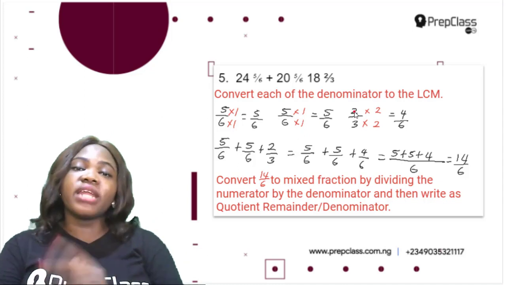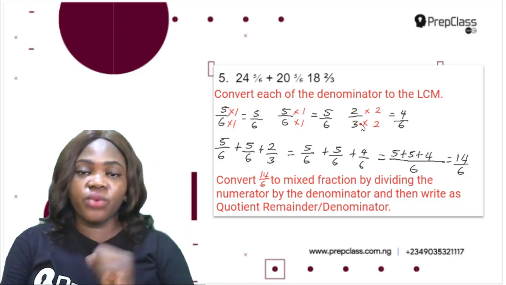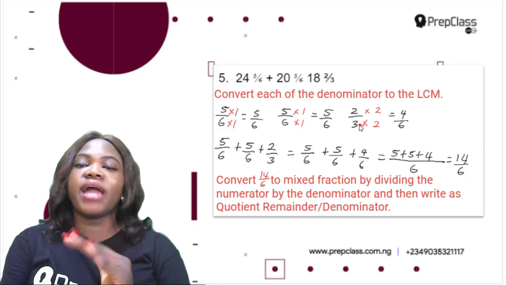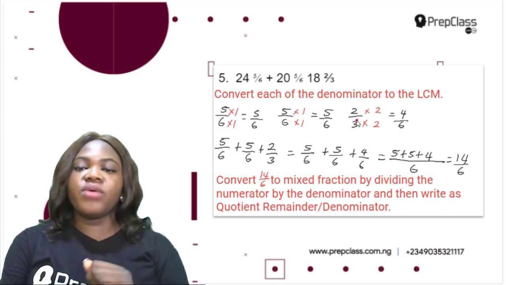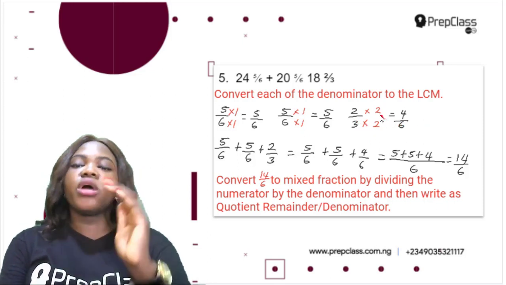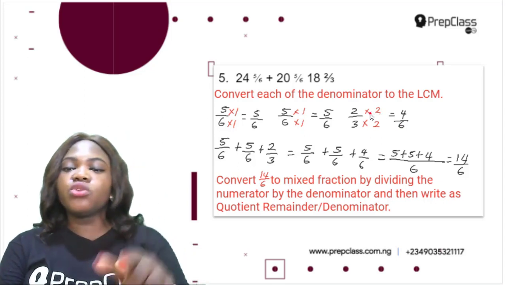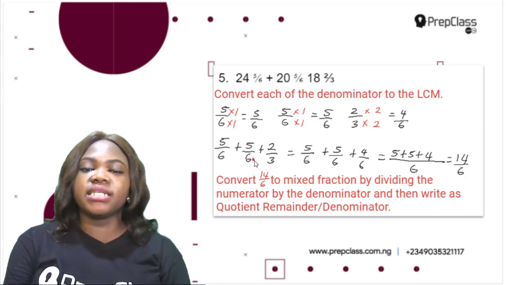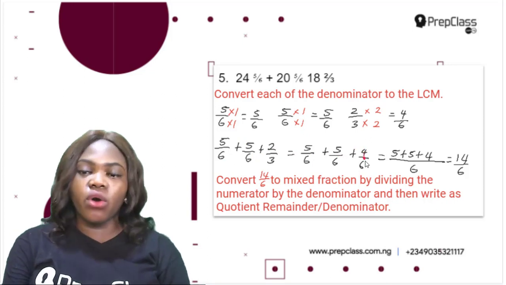So we have 2 over 3 as the third fraction. This doesn't have a denominator of 6, so we have to convert it to a denominator of 6. To do this, we multiply the denominator by a number that would give 6. 3 multiplied by 2 would give 6. So we also multiply the numerator by the same number. 2 multiplied by 2 is 4. So now we have 5 over 6 plus 5 over 6 plus 4 over 6.